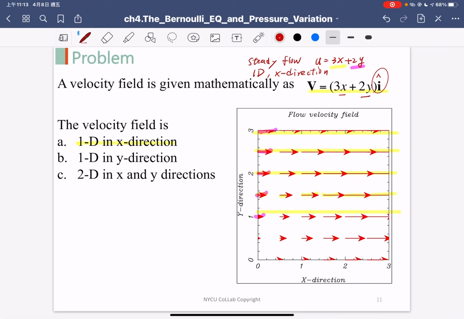So this exercise, I just want a simple highlight. If I have the velocity field as shown as the function here, can we provide the definition for the velocity field? And finally, I will say the velocity field, we call that the steady state, and 1D along the x direction velocity field.